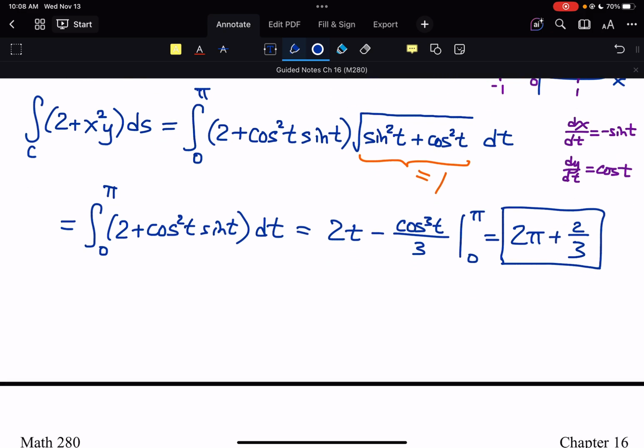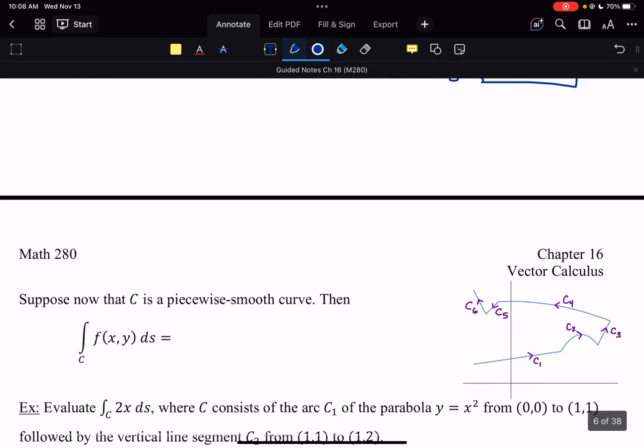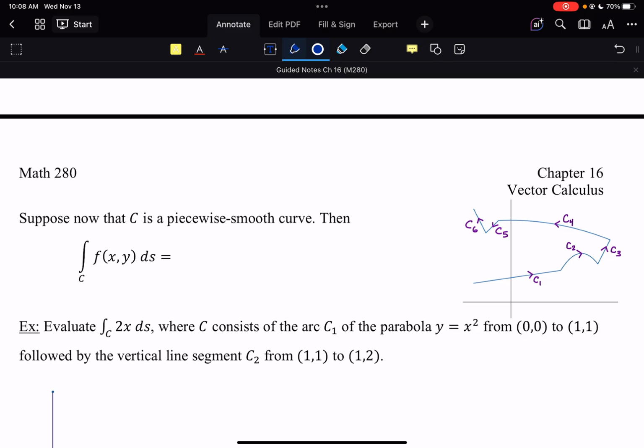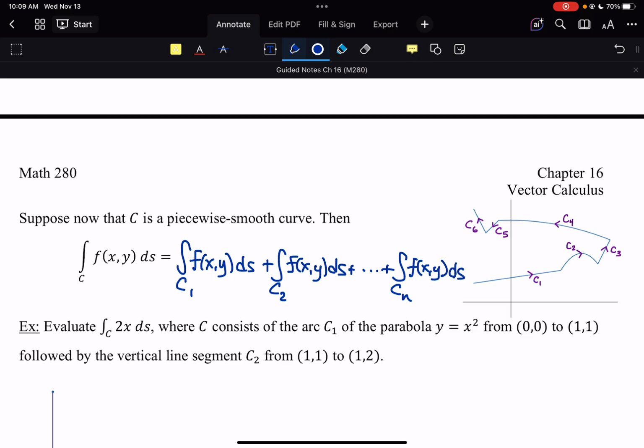Now, we have plenty of cases of curves that are not quite as simple as that. So suppose that C is a piecewise smooth curve. So you can see I've got a bunch of different pieces of curves here that are all connected. In the case where we have multiple pieces of a curve, we can still evaluate the line integral. We just have to evaluate it over the different pieces separately. So if we have C1 through Cn, we would get the line integral over C1 of f of xy ds plus the line integral over C2 of f of xy ds, etc., all the way up through Cn, the last curve. So if we want to evaluate a line integral over a piecewise curve, we can. We just have to evaluate the pieces separately.